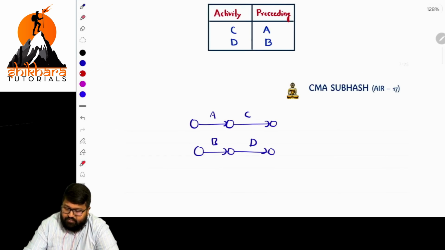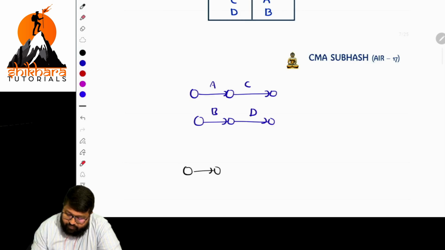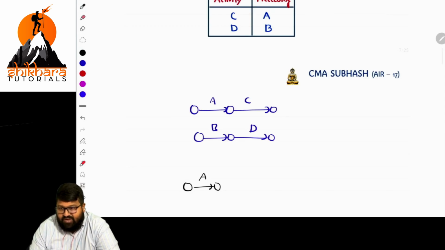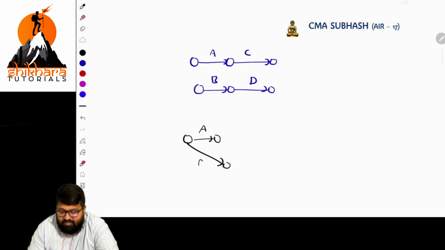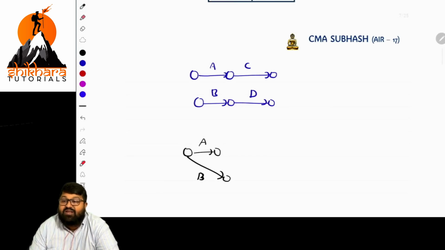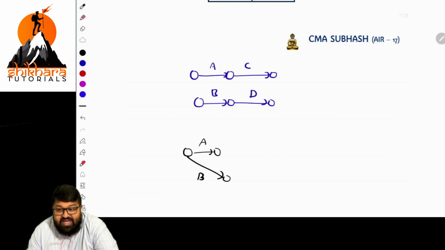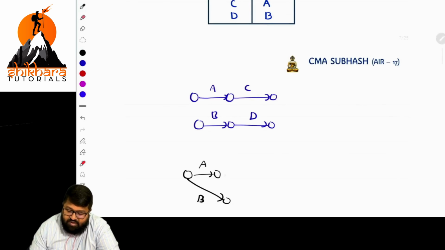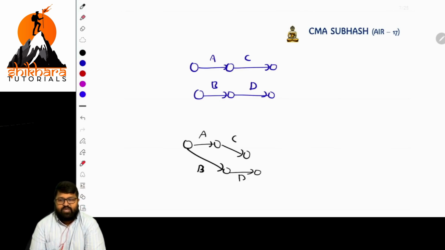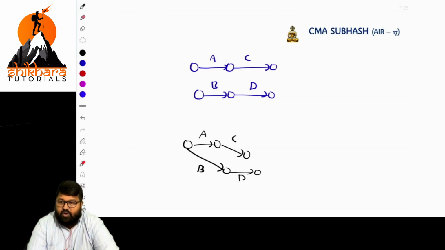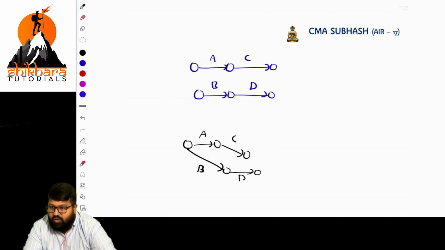In this basic question, is any information given about what precedes A or B? No. And regarding B, is there anything preceding? Nothing there. So both A and B start simultaneously. They are concurrent. Am I clear? And after A, what is starting? C. And after B, what is starting? D. So once the diagram is done, please cross check it with the question. Whatever is given in the question, is it satisfied or not? If it is satisfied, the way you are doing it is perfect.